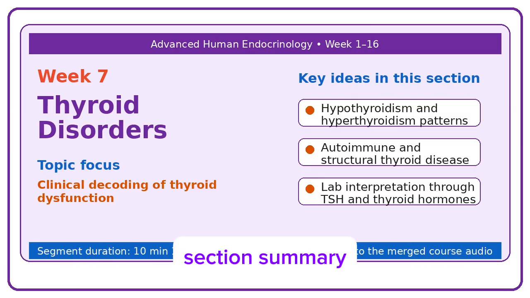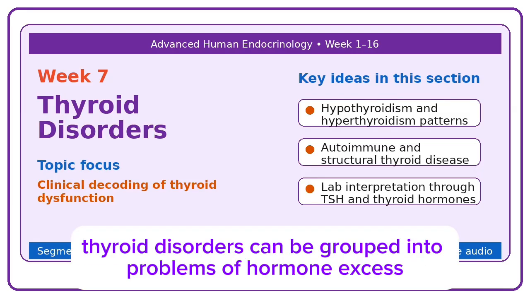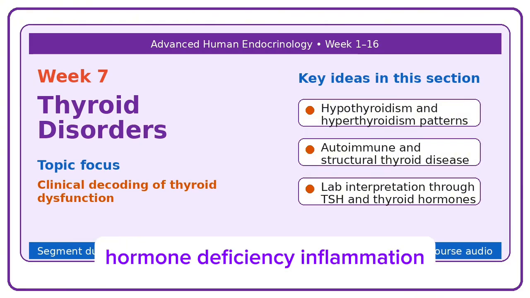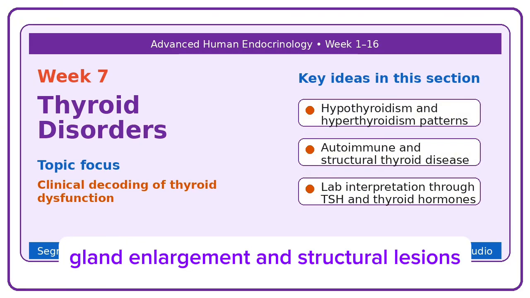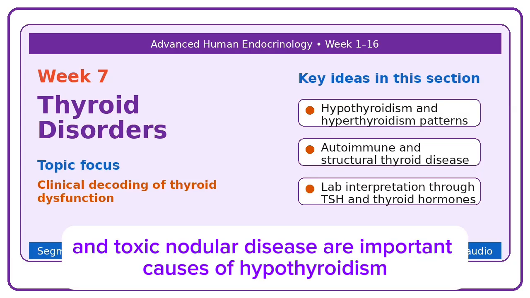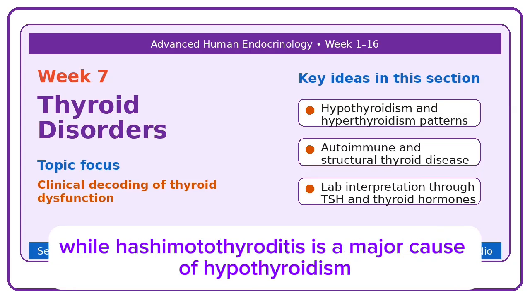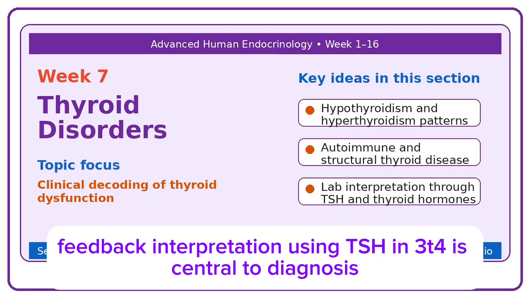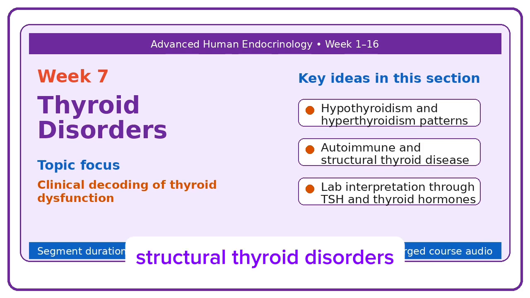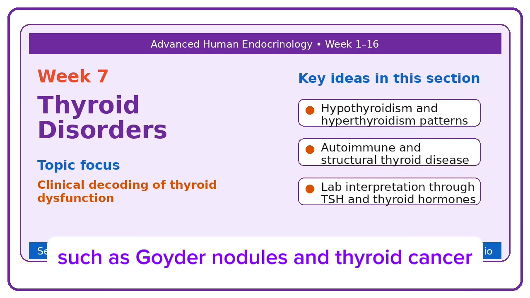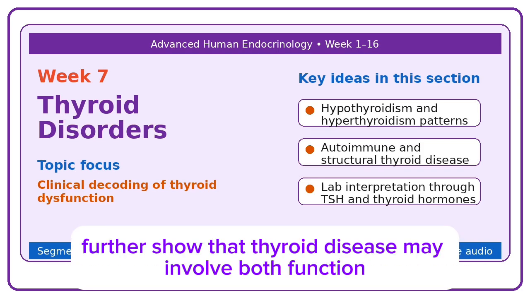Section summary. Thyroid disorders can be grouped into problems of hormone excess, hormone deficiency, inflammation, gland enlargement, and structural lesions. Graves' disease and toxic nodular disease are important causes of hyperthyroidism, while Hashimoto thyroiditis is a major cause of hypothyroidism. Feedback interpretation using TSH and free T4 is central to diagnosis. Structural thyroid disorders such as goiter, nodules, and thyroid cancer further show that thyroid disease may involve both function and anatomy.